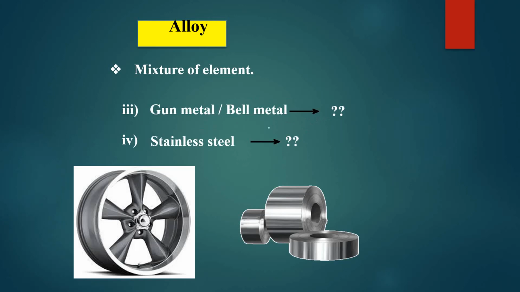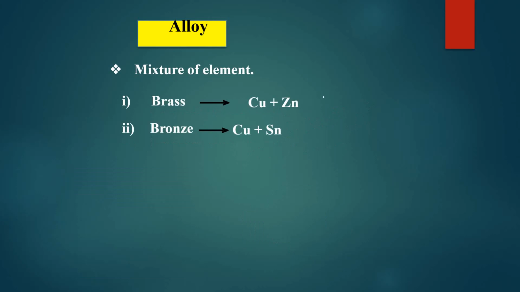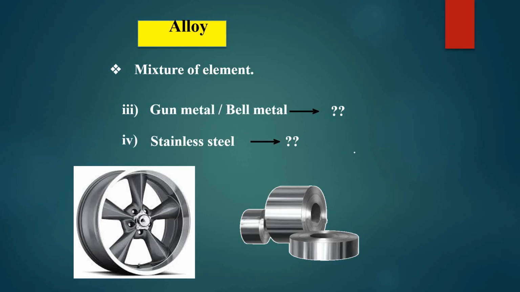A mixture of elements. And gunmetal or bell metal or stainless steel. Gunmetal, we can remember simply, is this put together: gunmetal or bell metal. That is Cu plus Zn plus Sn, right? Stainless steel means chromium plus nickel plus iron, and some amount of carbon is also added. The carbon is added for strength, right?